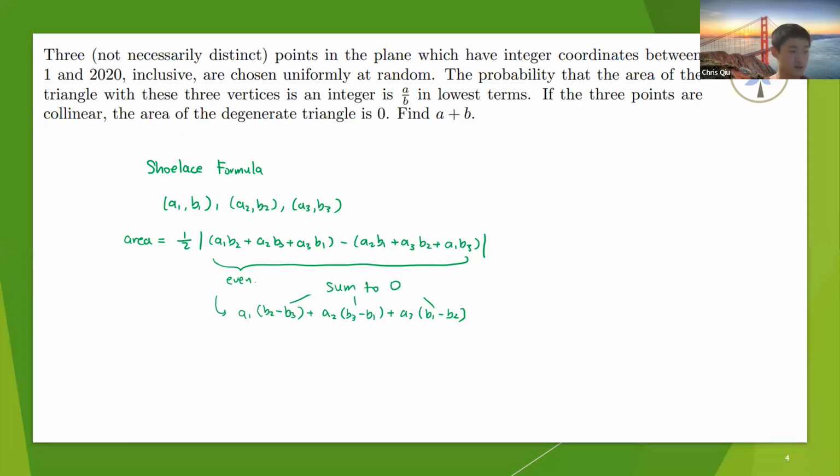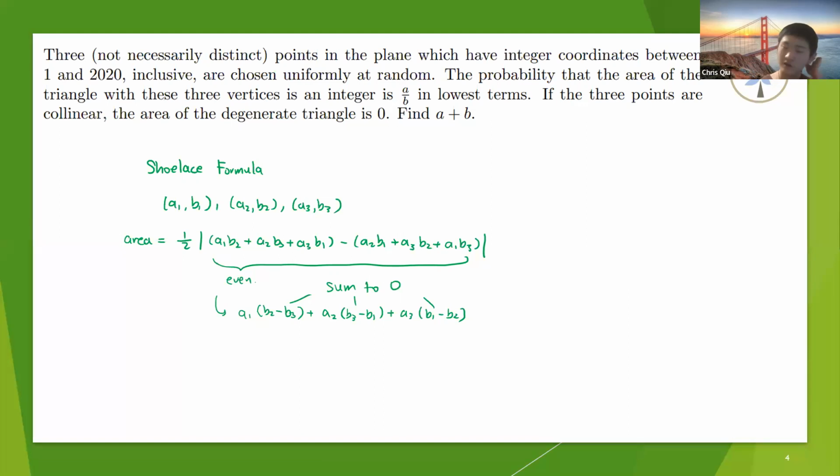Since b2 minus b3 plus b3 minus b1 plus b1 minus b2 is 0, because the b1s cancel out, the b2s cancel out, and the b3s also cancel out. So we're going to perform casework on how many of a1, a2, and a3 are even.